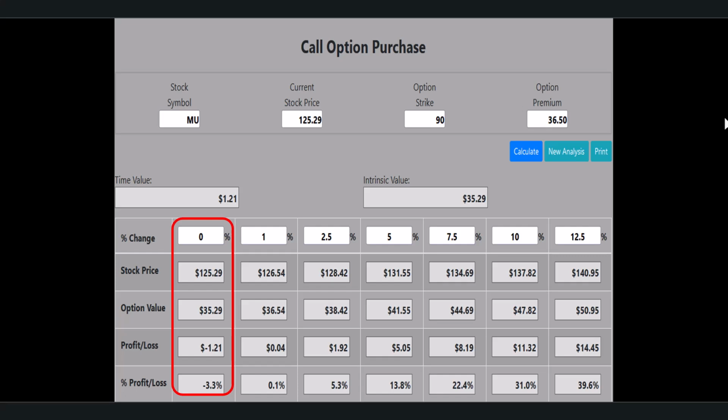And notice that if the MU stock price does not make the expected move up and remains flat at expiration, the 90 call would only lose minus 3.3%, or minus $121, compared to the 97.1%, or minus $961 loss for the 125 strike call that we looked at earlier.